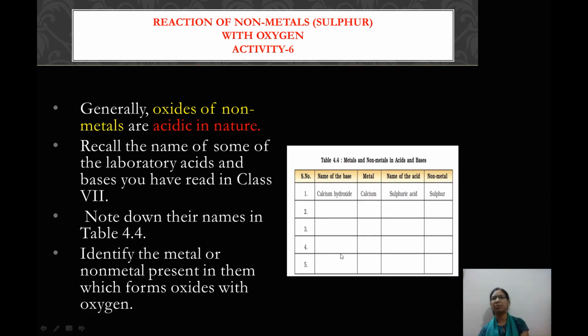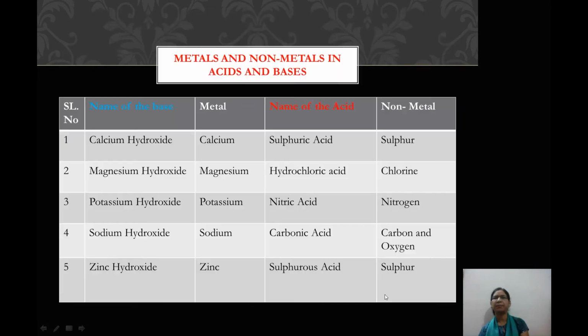In this table, you are supposed to write the names. Identify the metal or non-metal present in them which forms oxides with oxygen. Here is the table. Some of the names are calcium hydroxide, magnesium hydroxide, potassium hydroxide, sodium hydroxide, zinc hydroxide. These are bases. And the metal found in them: in calcium hydroxide, calcium metal; magnesium hydroxide, magnesium metal; potassium hydroxide, potassium metal; sodium hydroxide, sodium metal; and in zinc hydroxide, zinc metal is found.